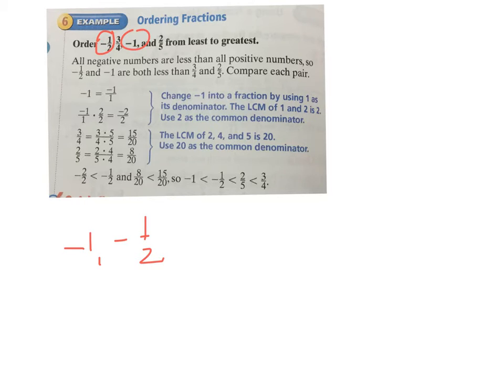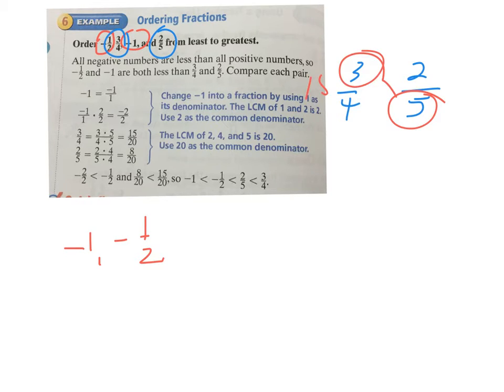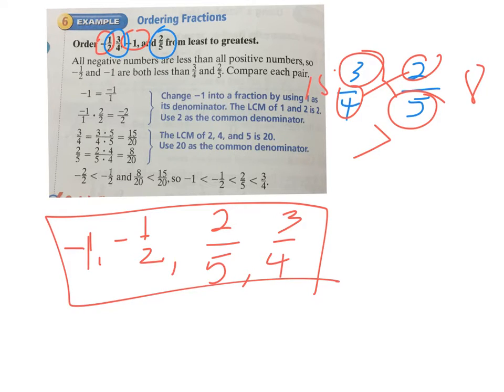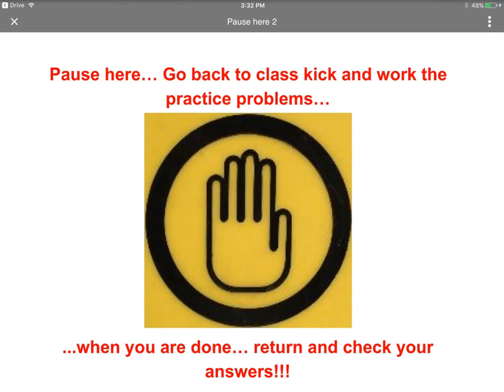So then we just have to go back and determine 3/4 and 2/5, which one's bigger? So 3/4 and 2/5. And again, that cross multiplication is pretty useful. 5 times 3 is 15. 4 times 2 is 8. That makes 3/4 bigger. So if I'm going from smallest to biggest, next I'm obviously going to have 2/5 and finish it off with 3/4. So smallest to biggest. Pause, go ahead and head into class kick. I've got another one for you.